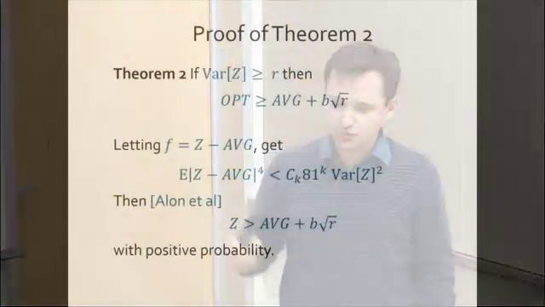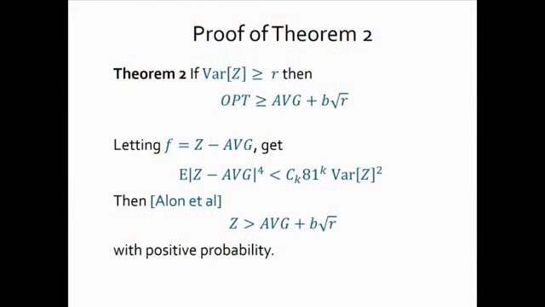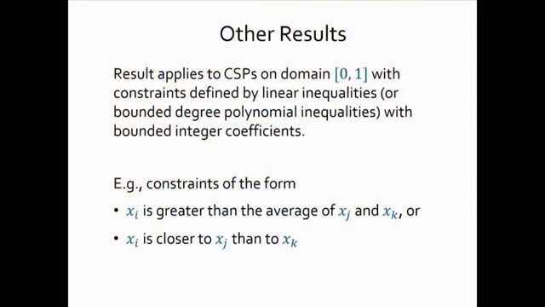OK, and using this Bonami lemma for the Efron-Stein decomposition, we get Theorem 2. So this concludes the proof. Now let me mention our other result. We actually prove our result for a wide class of constraint satisfaction problems defined on domain 0, 1. And it holds for all CSPs that have certain structural properties.